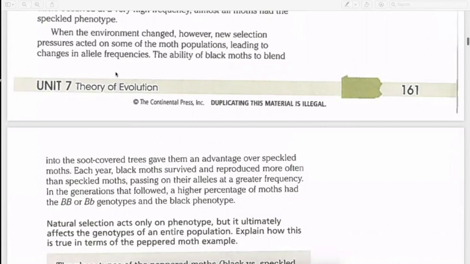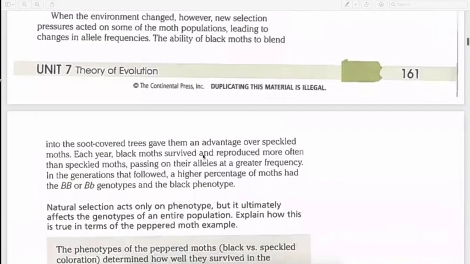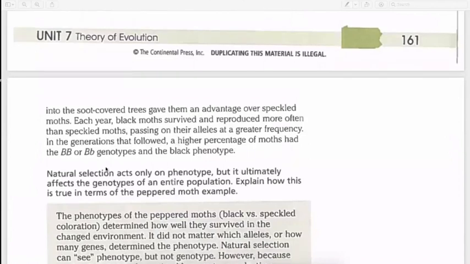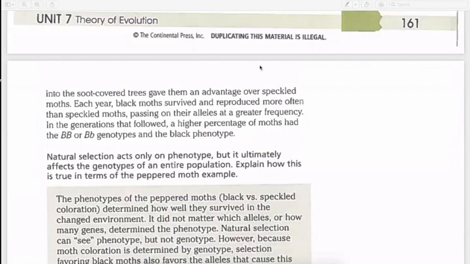Right? So the environment changed. Remember, natural selection is based not just on your traits, it's also how well those traits work in the environment. In this case, the environment changed, so the traits were no longer good. Some other trait was good now. Each year, black moths survived and reproduced more often than speckled moths, passing on the alleles at a greater frequency. In the generations that followed, a higher percentage of moths had the big B or big B little b genotypes and the black phenotype. We are going to have a project based on this idea coming up soon. How well do certain alleles pass on and why?